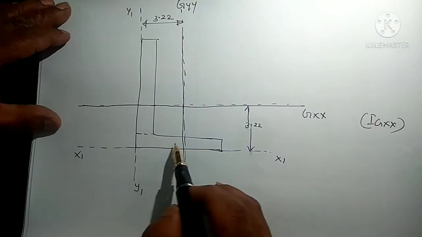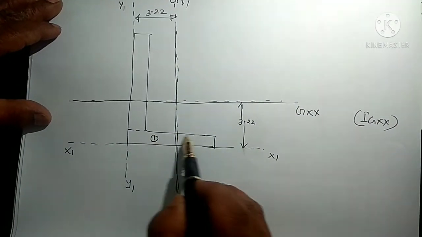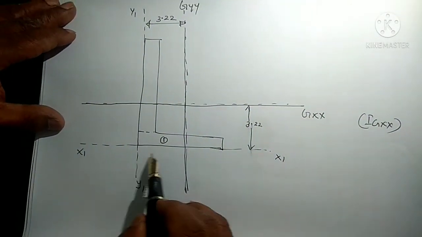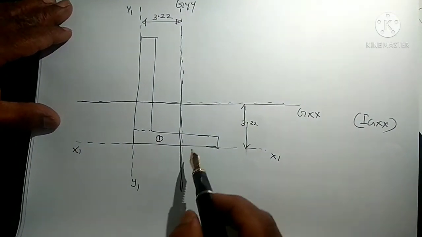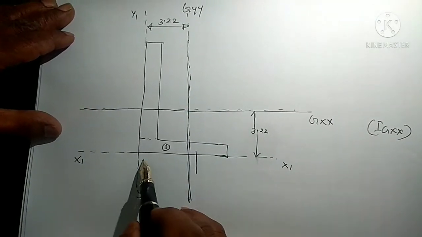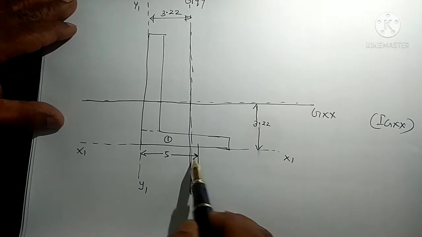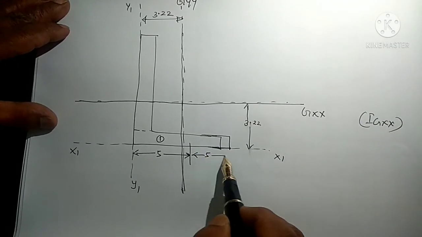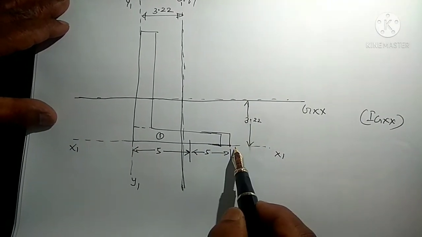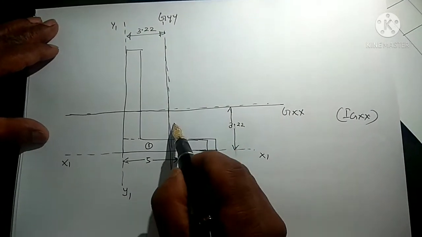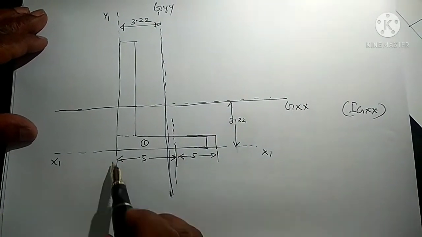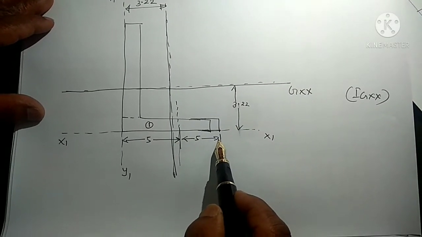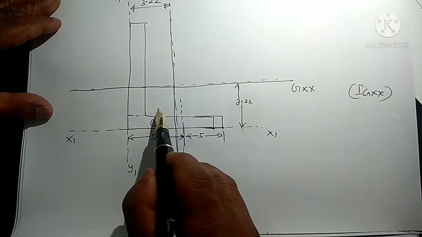Okay. I am taking the first component 1. This is our new reference axis. For the first component, this will be 5 and this also 5, because the total distance is 10. Therefore, its own vertical centroidal axis from this reference axis, this is 5 and this is 5. Therefore, we have to find out the distance between these two.